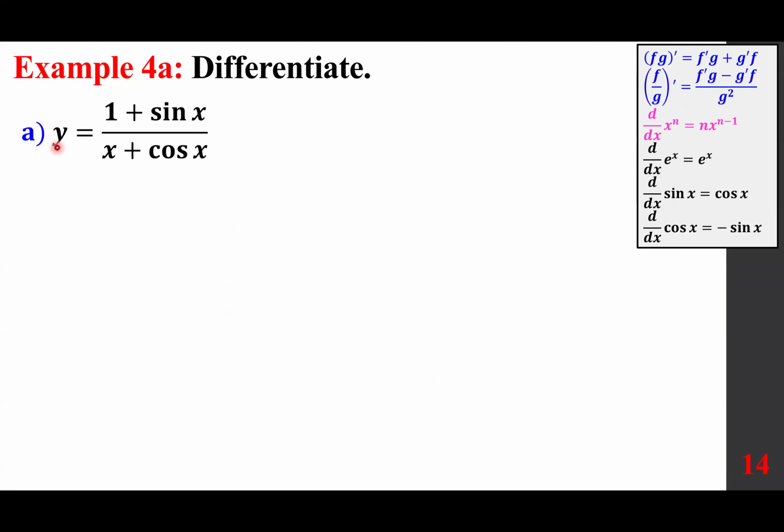Y equals (1 plus sine x) over (x plus cosine x). Again, we notice it's a fractional format. We can use the quotient rule for derivative. So we're going to call it f over g. So the derivative is f prime g minus g prime f over g squared.